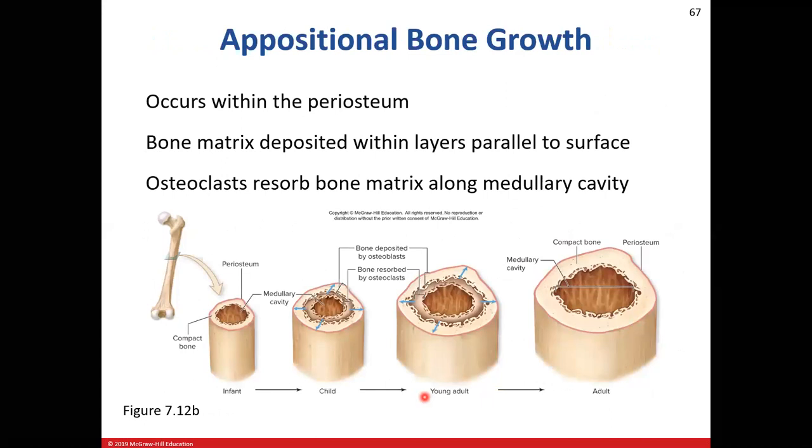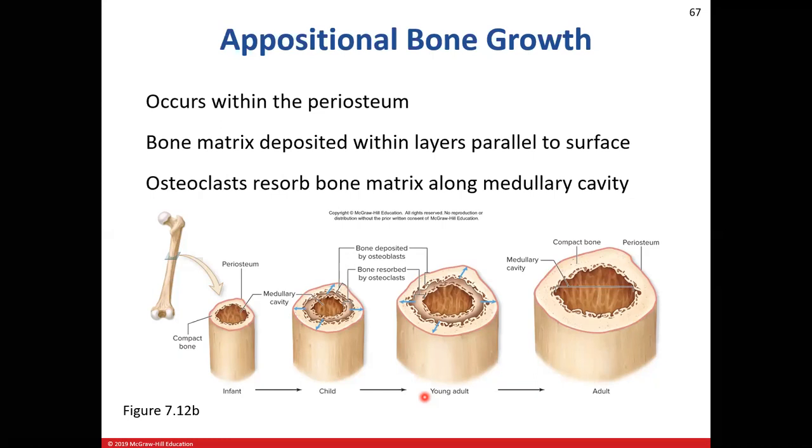So our second type of bone growth is appositional bone growth. With interstitial, we're growing lengthwise within the bone. Now we're looking at, in a sense, growing outwards. So we're growing widthwise. Appositional bone growth is going to occur within the periosteum. The bone matrix is going to be deposited within layers parallel to the surface.